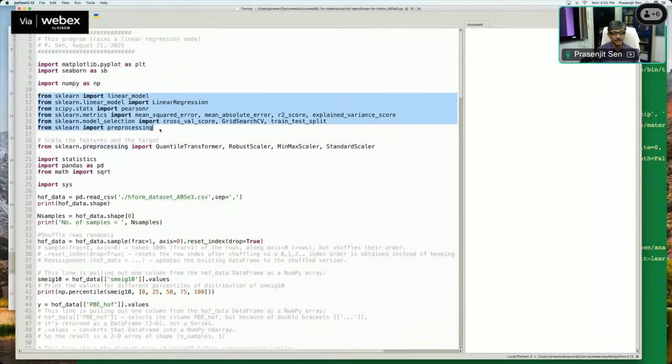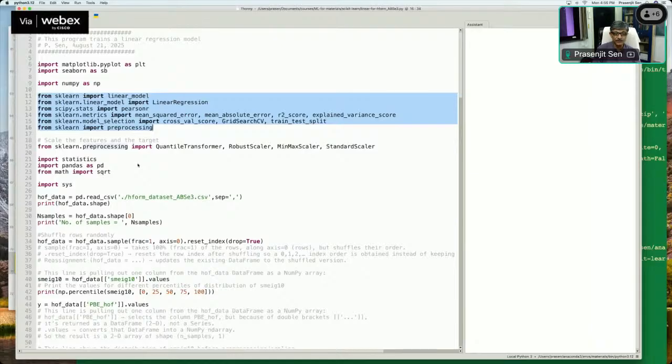If you are doing linear regression, once I have imported linear model, this line is probably not required, but in the second line I'm specifically importing linear regression. Third line, I'm importing from SciPy stats the Pearson correlation function. And then the fourth line imports metrics that will be used to measure the performance of the model. So mean squared error, mean absolute error, R2 score, explained variance, these things.